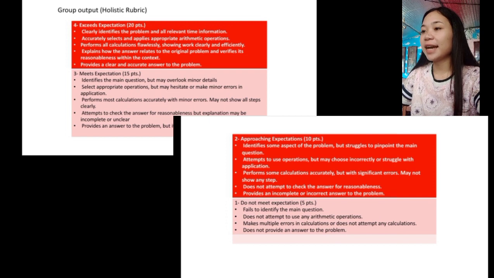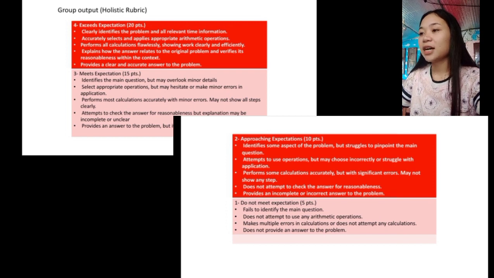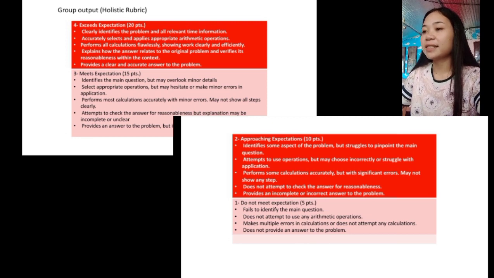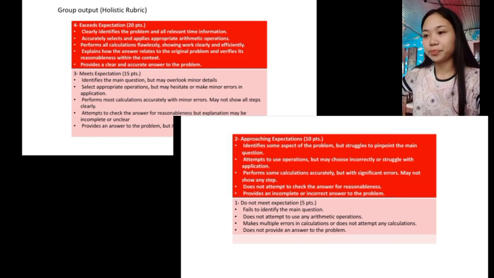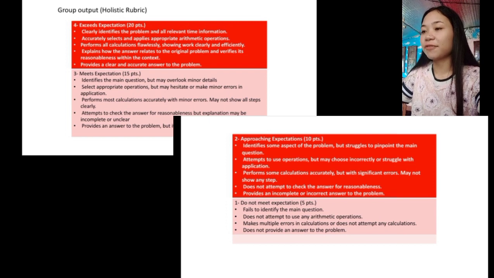If it clearly identifies the problem and all relevant information, accurately selects and applies appropriate arithmetic operations, performs all calculations flawlessly, showing work clearly and efficiently, and explains how the answer relates to the original problem and verifies its reasonableness within the context, and provides clear and accurate answers to the problem. So next we have 3, meets expectations, total of 15 points.